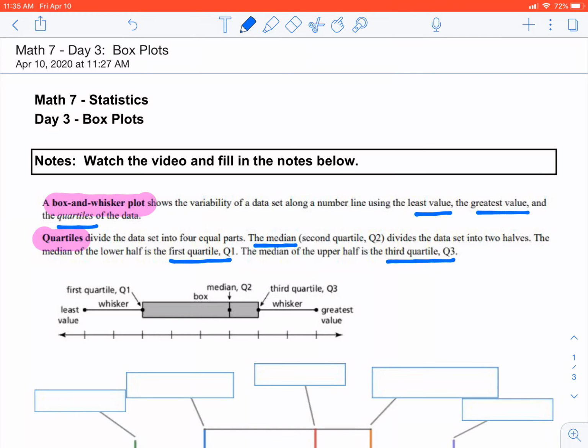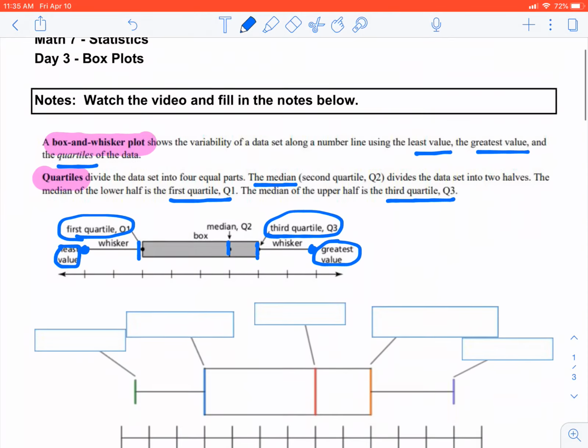Now, on a graph, you can look. The smallest value is all the way over here. That's the dot. The biggest value is all the way over on the right-hand side. That's the dot. The median is in the middle of the data, the line that's in the middle of the box. The left side of the box is your first quartile. So after you split the data in half and take the median of the lower half, you're finding the first quartile. The other side of the box is called the third quartile. That's the median of the upper half of the data.